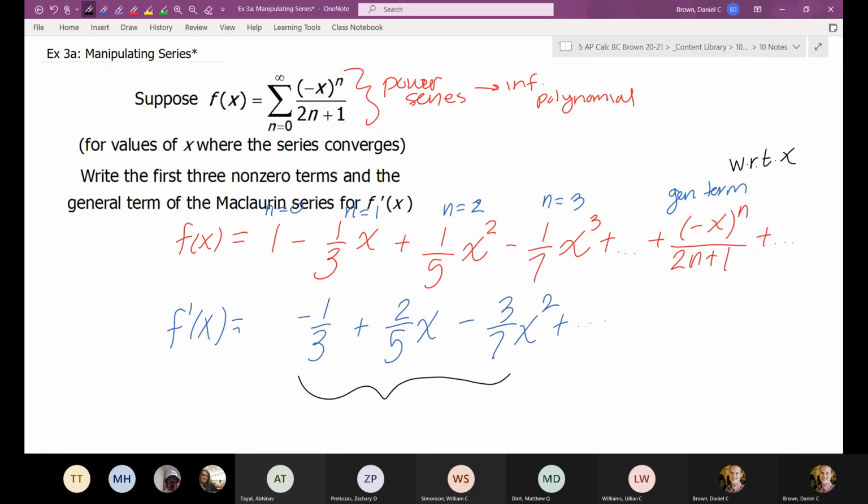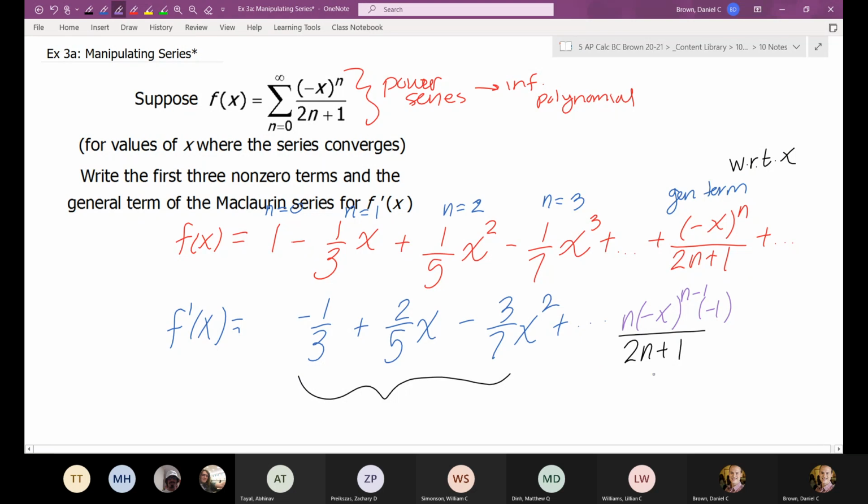I have negative x to the nth power. So first off, this 2n plus 1 is a coefficient, so it's going to come straight across. Let's take the derivative of negative x. n is going to come down in front. The negative x stays the same. What's the new exponent going to be? n minus 1. What other derivative rule do I need to remember? Chain rule. What's the derivative of negative x? Negative 1. That is the general term.